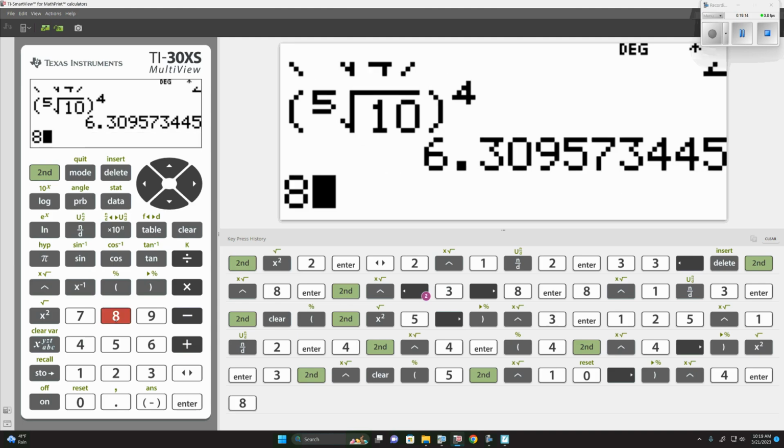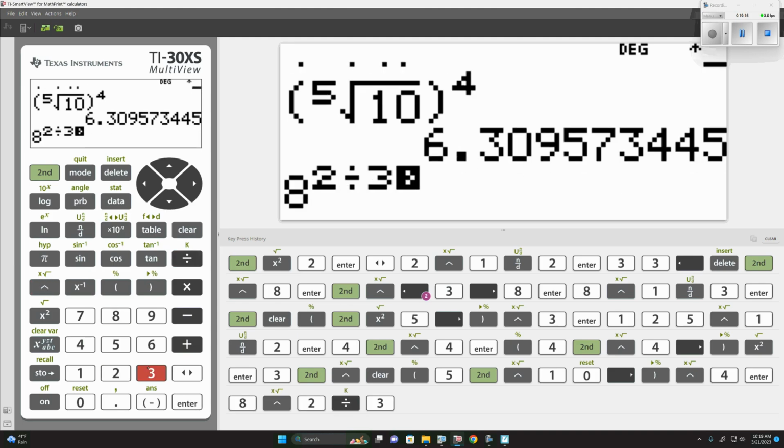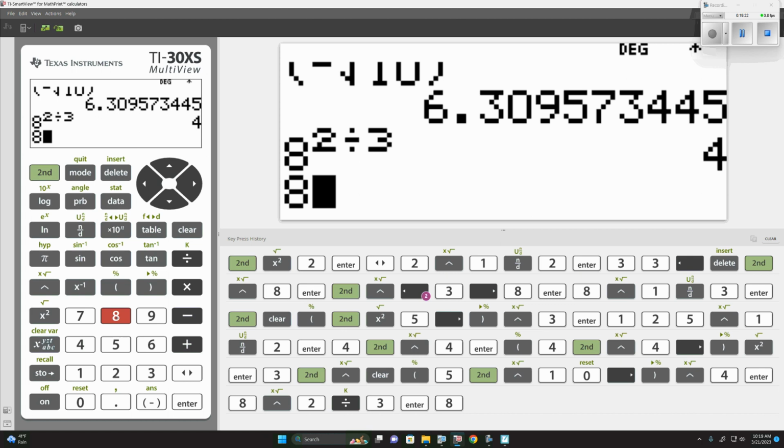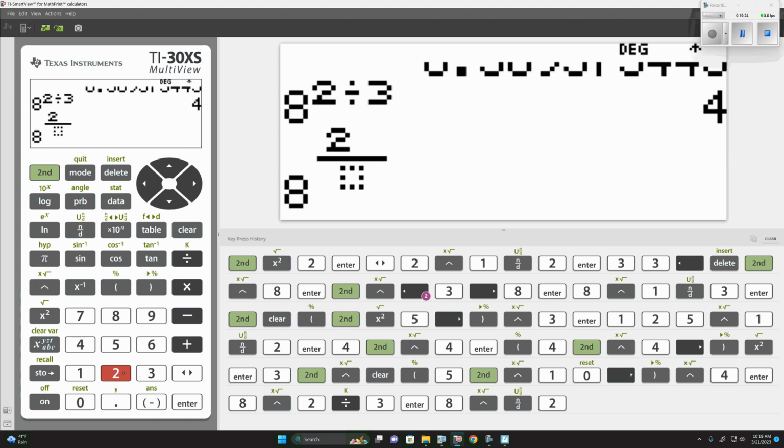In a calculator, we could do 8 to the 2/3 and get 4 as well.